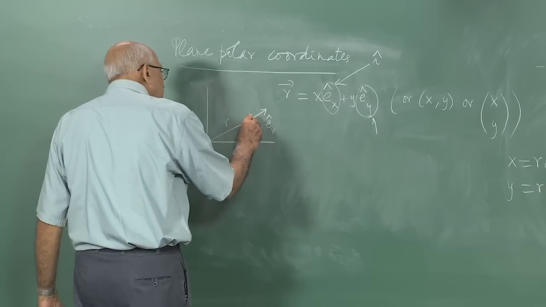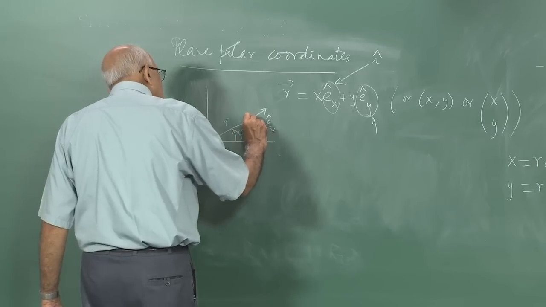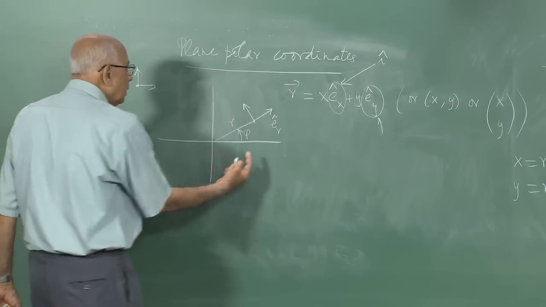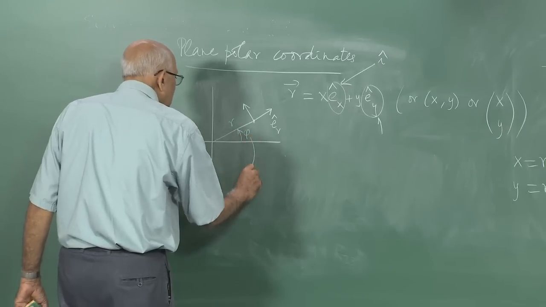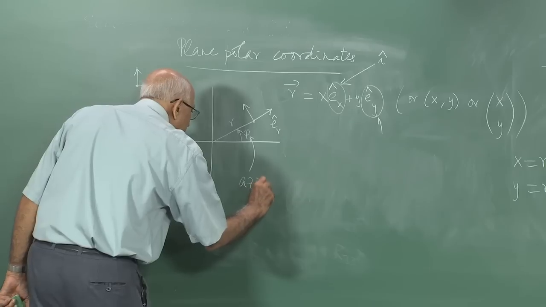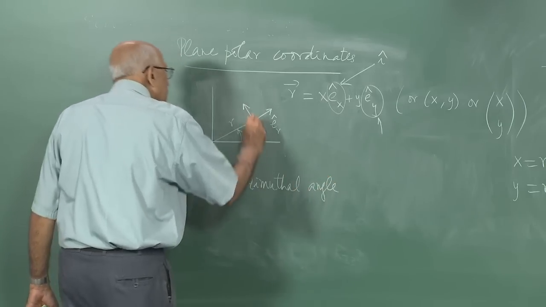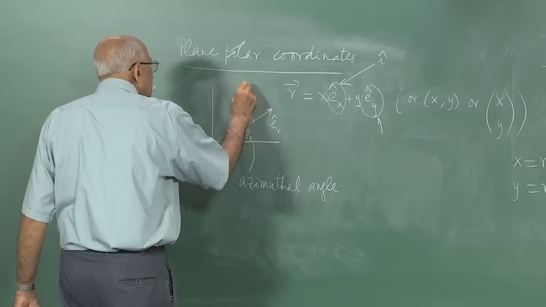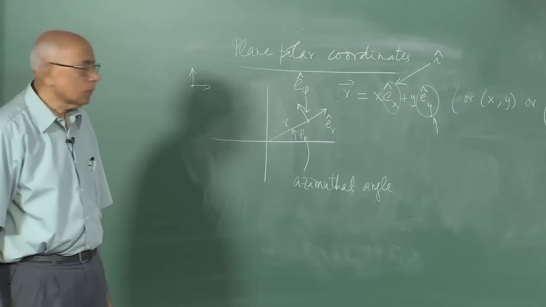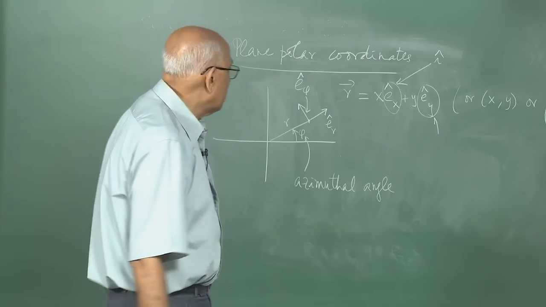So I need a vector at right angles to this, and since this is the direction of increasing phi, this vector here is a unit vector in the azimuthal direction, increasing azimuthal angle. So remember that this phi, the polar angle in plane polar coordinates, is also called the azimuthal angle. And this unit vector here is e subscript phi. Okay. And now I can write down what this r is in terms of these unit vectors.